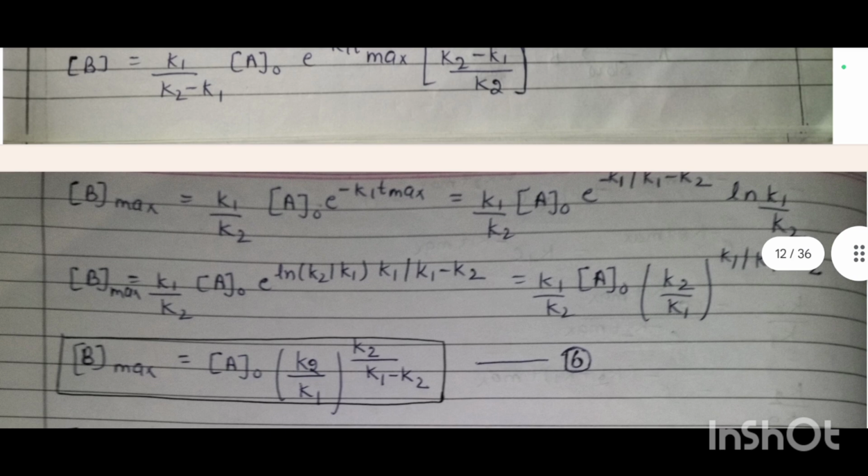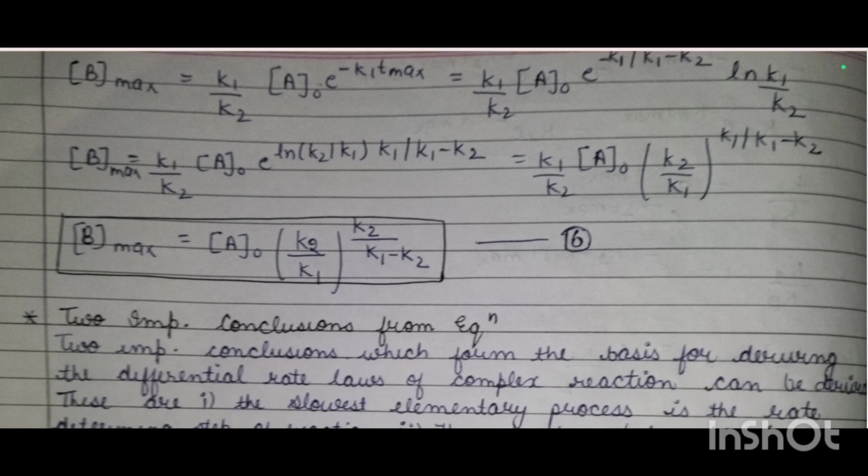So B max is k1/k2 A0 e^(ln(k2/k1) · k1/(k1 − k2)), which equals k1/k2 A0 (k2/k1)^(k1/(k1 − k2)). So B max is A0 (k2/k1)^(k2/(k1 − k2)).